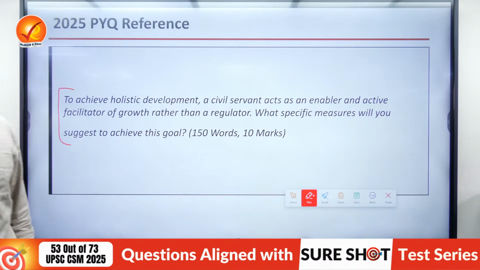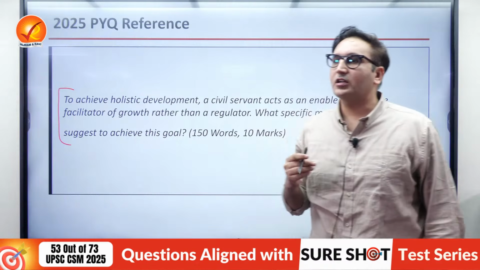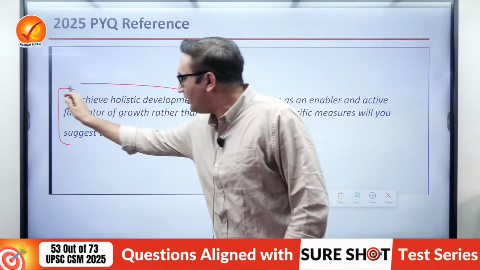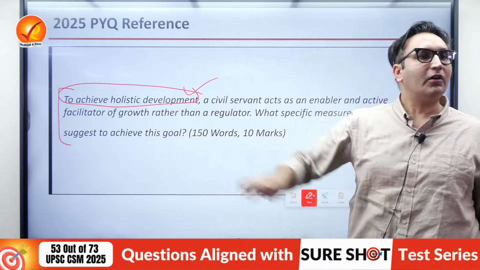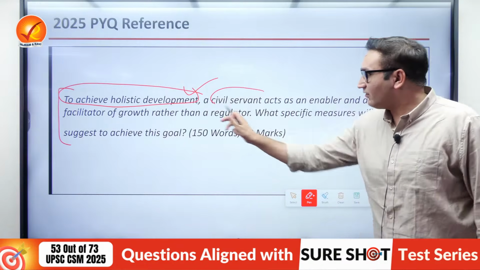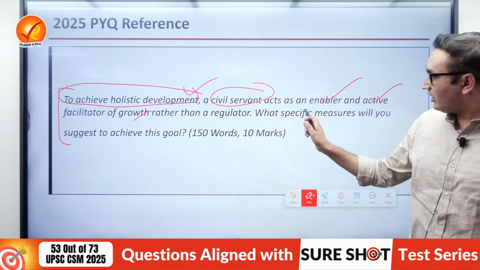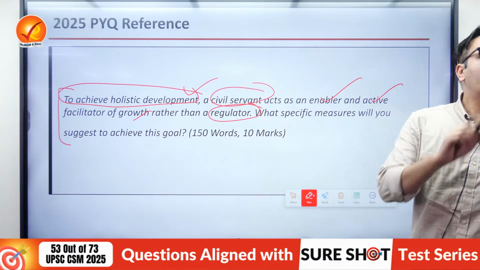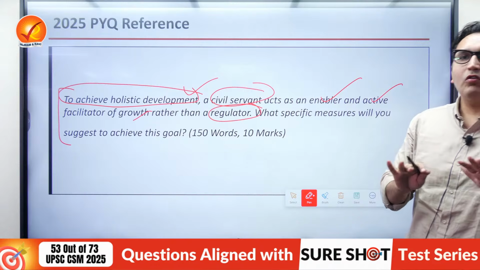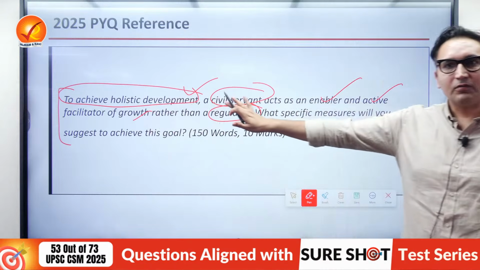Tone of the statement. Measures to achieve holistic. Yes, Shubh. What is the tone of the statement? The tone of the statement clearly suggests that there is not the state of holistic development right now. We have to achieve it. Slightly negative. And civil servants, they are not enabler and active facilitator of growth right now. They are more of a regulator. It puts a question mark on our state of development and on the role of civil servants that they are playing in the growth. So slightly negative.